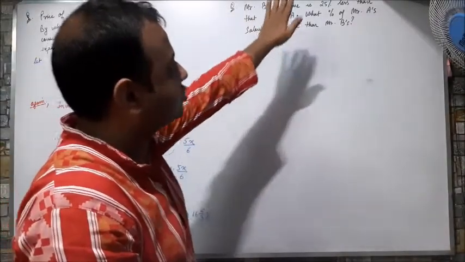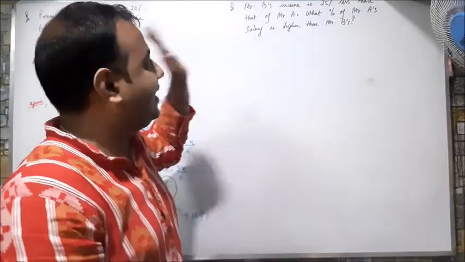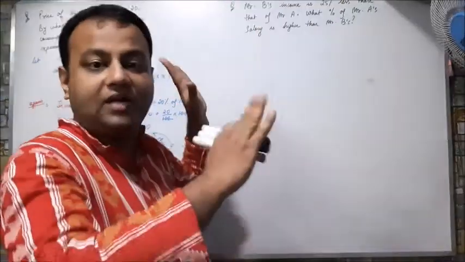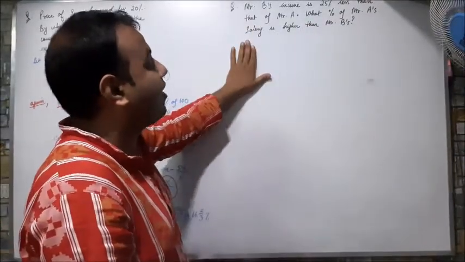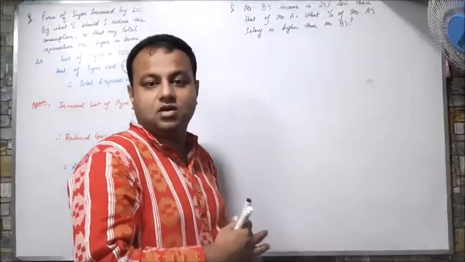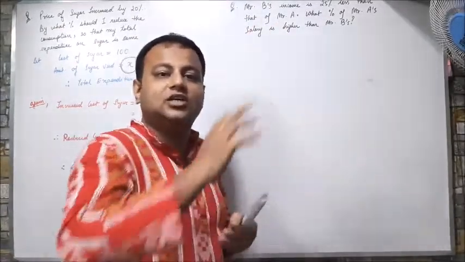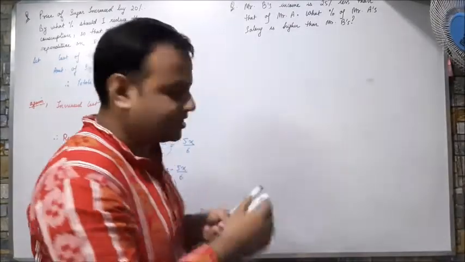Next: Mr. B's income is 25% less than that of Mr. A. What is Mr. A's salary? What percentage of Mr. A's salary is higher than that of Mr. B's? Since B is 25% less than A, they have asked how much percent A is more than B.